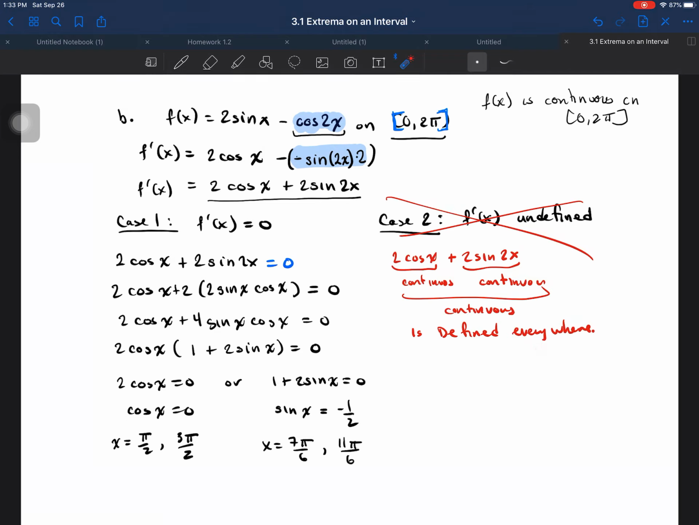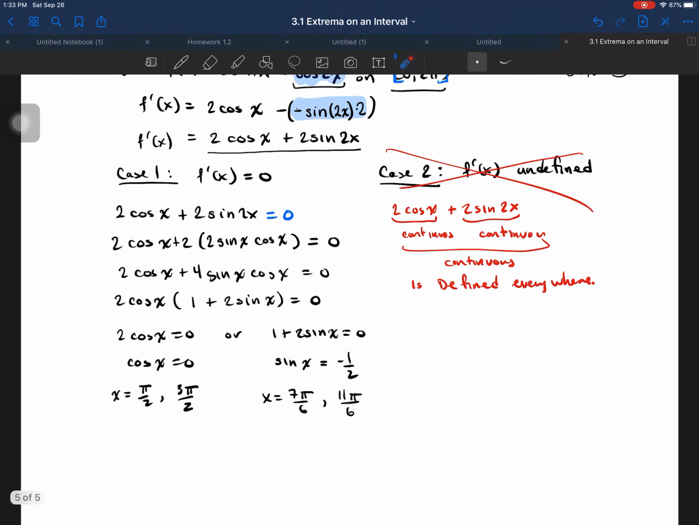So now the next part is to find whenever f prime is 0. So we're going to set that equal to 0, and we're going to solve for x. Now in this example here, we're going to use one of those trig identities. We're going to take sine 2x, and we're going to separate it into 2 sine x cosine x.